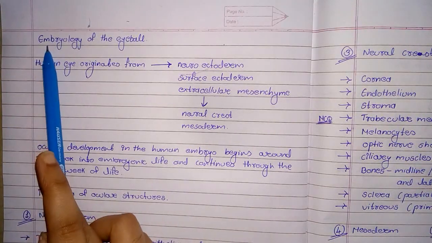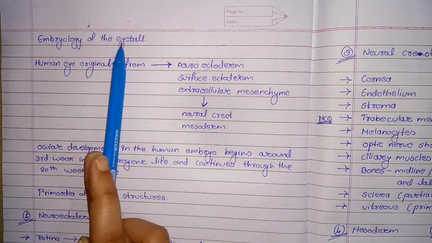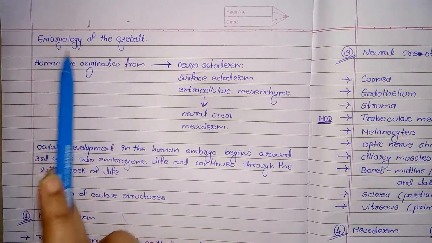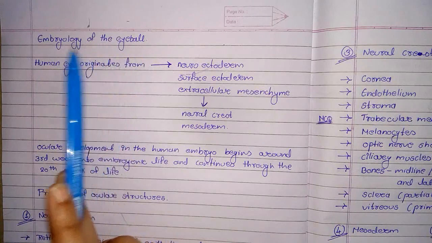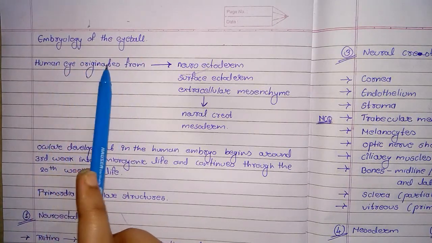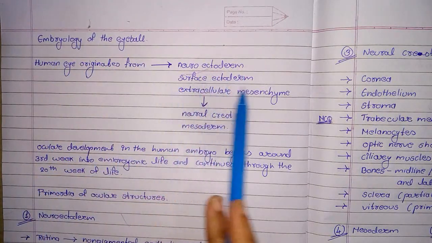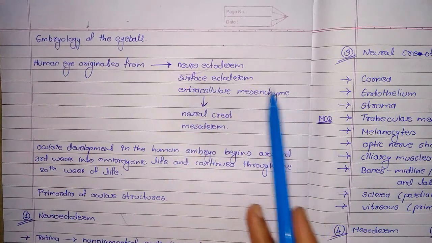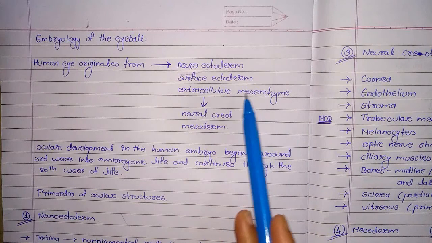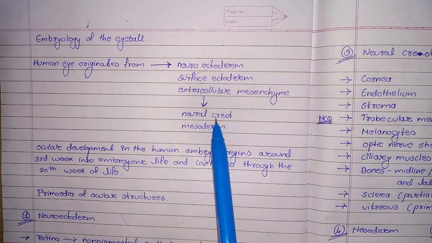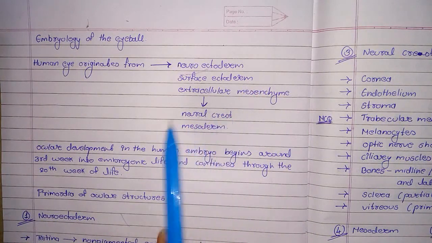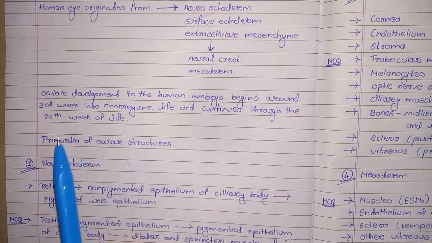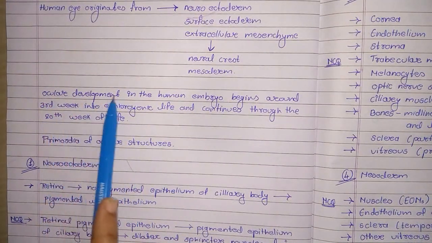Hello guys, today we are going to learn about the embryology of the eyeball. This embryology of the eyeball means which eye structure develops from which germ layer. So the human eye originates from neuroectoderm, surface ectoderm, and extracellular mesenchyme, and this extracellular mesenchyme consists of both neural crest and mesoderm.